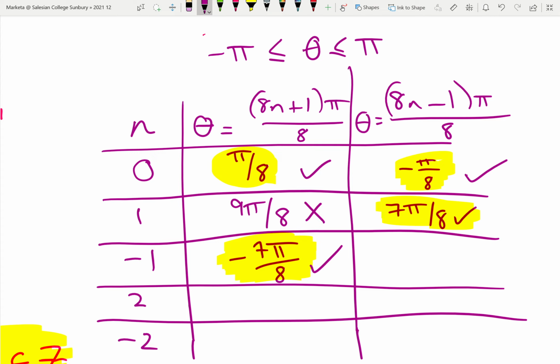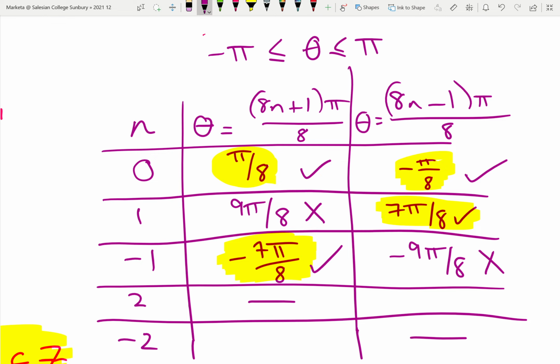So that would be 17 pi on 8. But of course, I don't need to check that because I already know that 1 didn't work. It was too big. So let's go on the other side. So negative 8 minus 1 is negative 9 pi on 8. So that's too small. So now I know that any negatives are not necessary anymore. So I wouldn't need to do that.